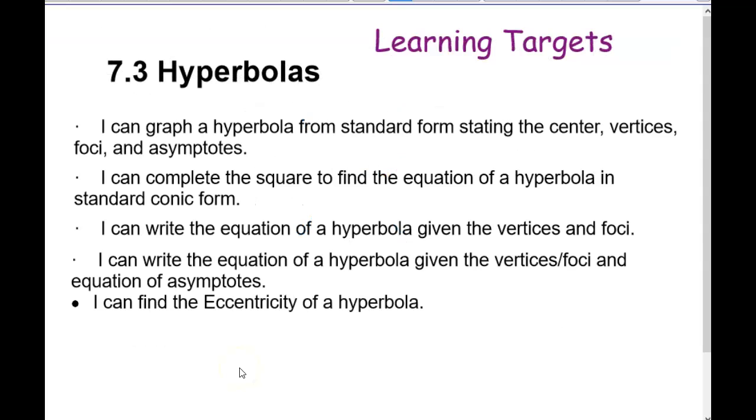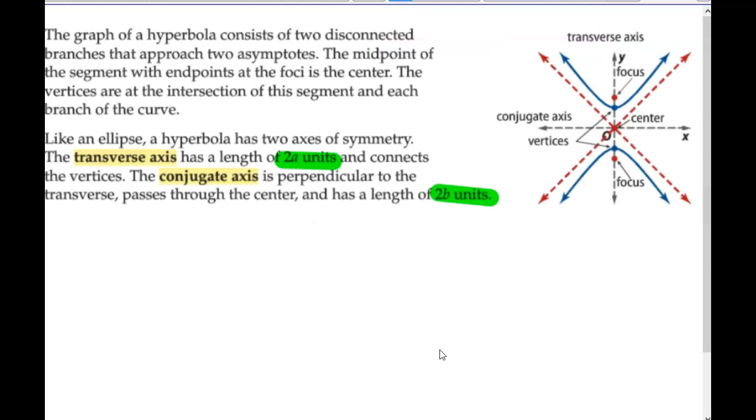All right, so our learning targets are to know how to graph them. You will have to state the center, vertices, foci, and asymptotes. Okay, equations of asymptotes, guys. That's what makes this really fun. You're going to have to be able to complete the square, find the eccentricity, and eventually write the equation. That's not today's lesson, though.